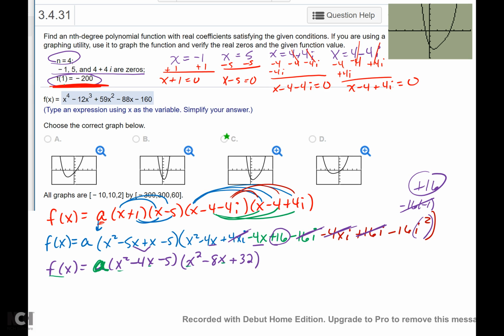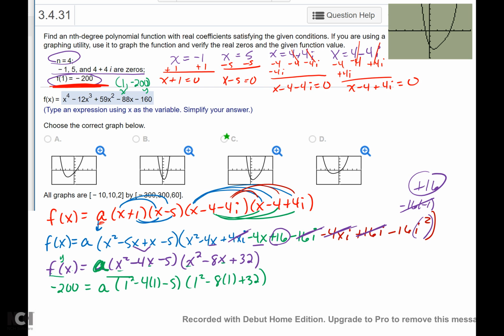They gave me an x. This ordered pair would be 1, -200. So they're giving me an x of 1 and a y of -200. So this is f of x is like y. So I'm going to change that to -200 equals a times 1 squared minus 4 times 1 minus 5, times 1 squared minus 8 times 1 plus 32.